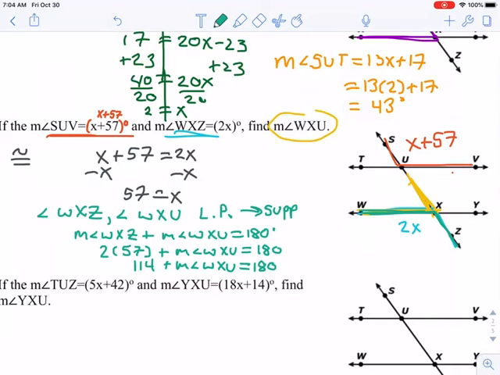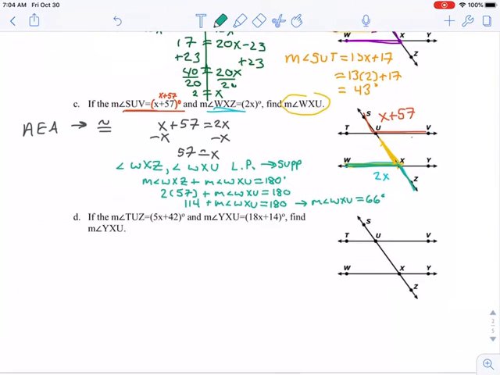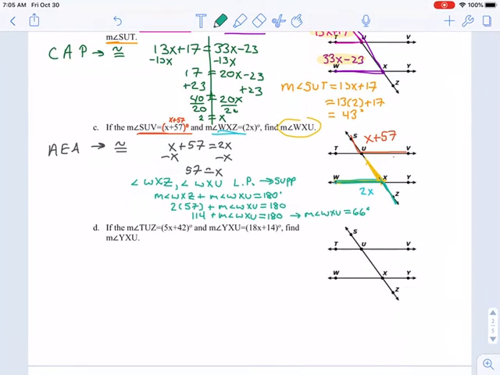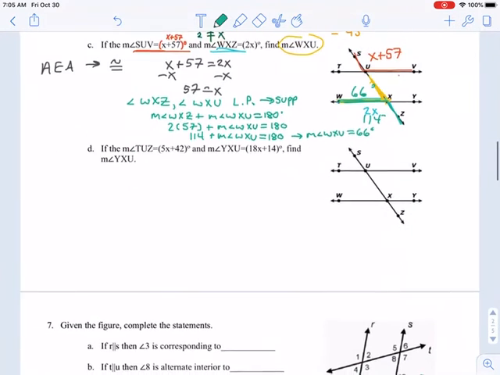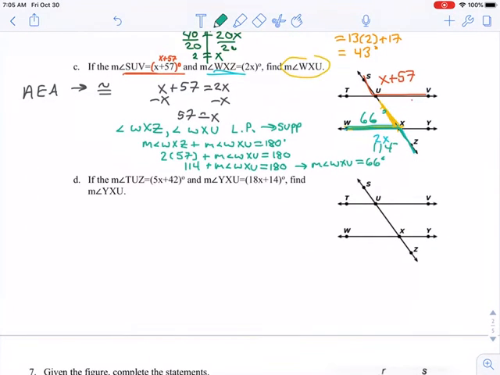And then the measure of angle WXU equals 66 degrees. Nice. All right, that was 66 degrees, that was 114. It's a linear pair, so much fun. Yippee! All right. And then last problem like this.